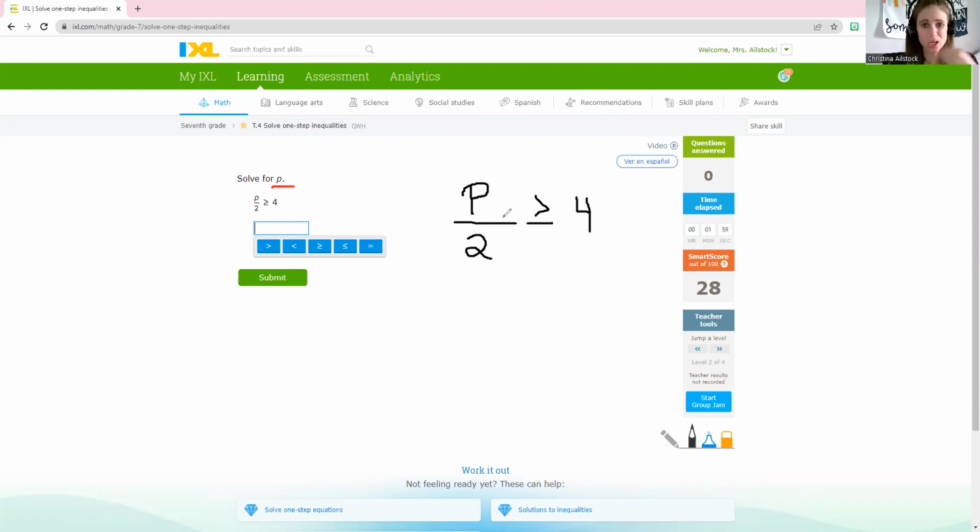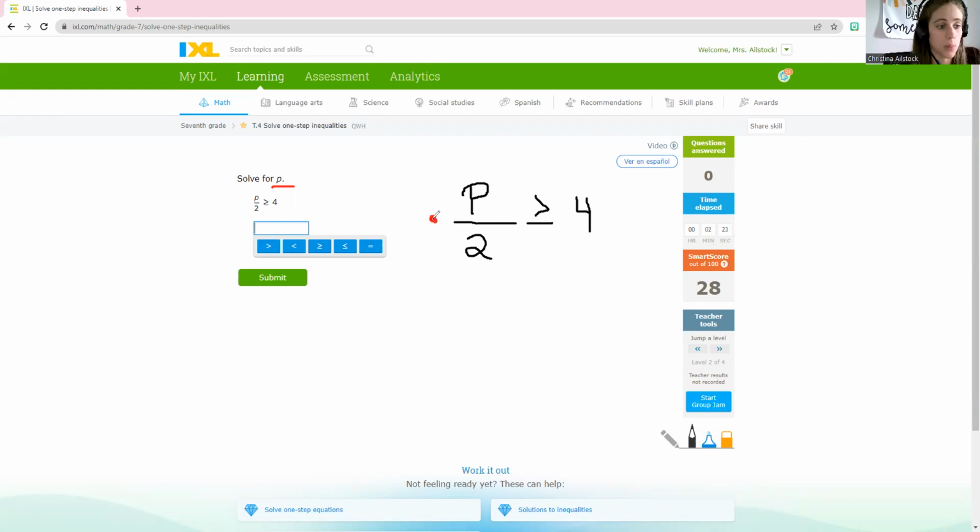So currently, what's happening with our variable P? Well, it's currently being divided by 2. That's what that fraction represents. Remember, fractions are just another way to write division. So P divided by 2. To get rid of that 2, we always do the inverse, the opposite. What's the opposite of division?